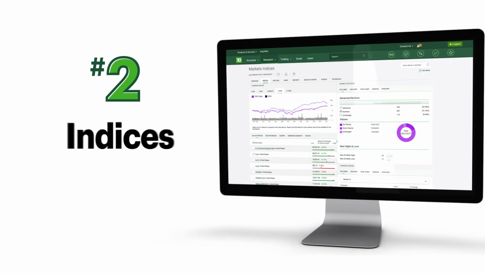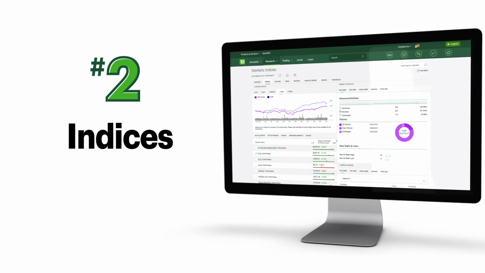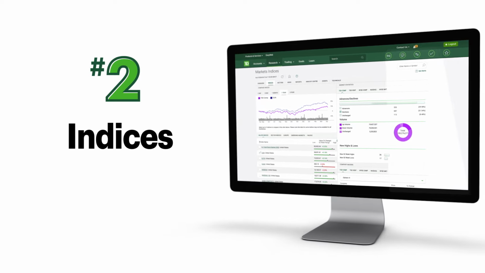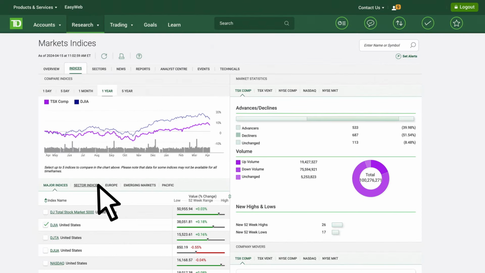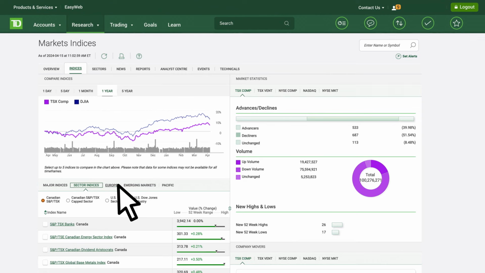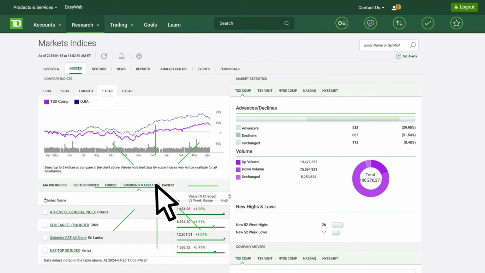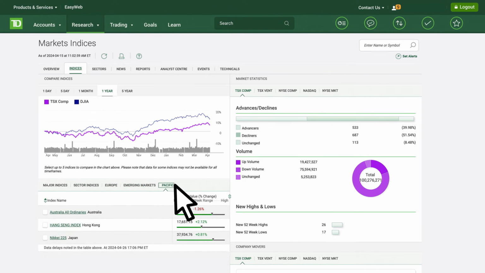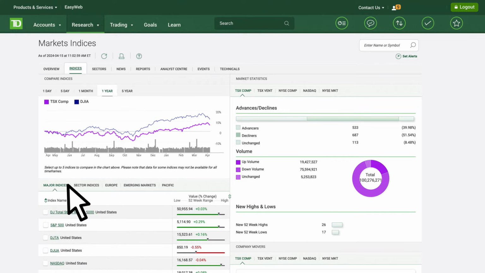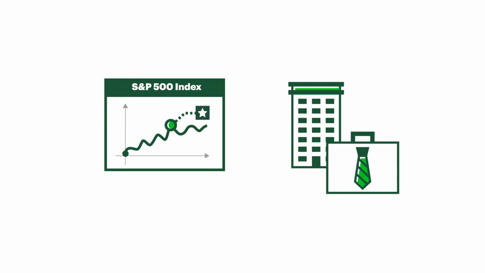Number 2, indices. Indices serve as benchmarks of the overall performance of major markets. Here, you'll find a list of the major indices and can select any other markets you'd like to watch. Investors often compare the performance of their own portfolio to an index. Take the S&P 500, for example. It stands for the 500 biggest companies in the US.